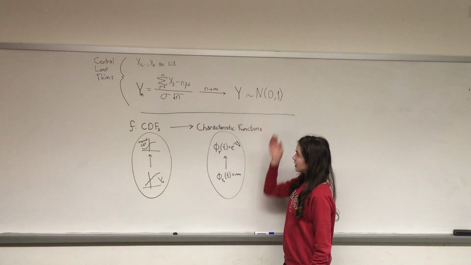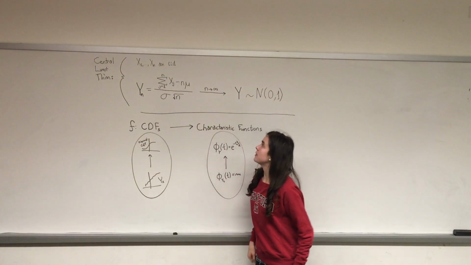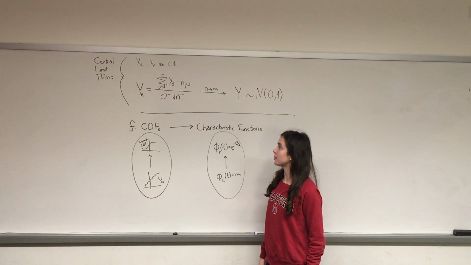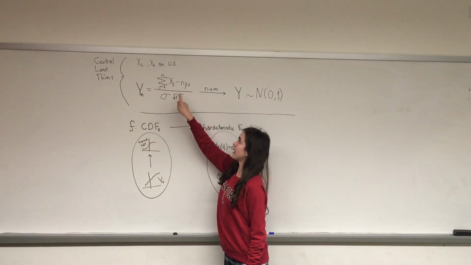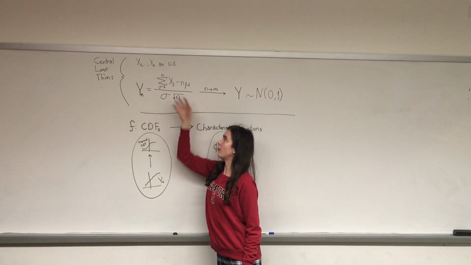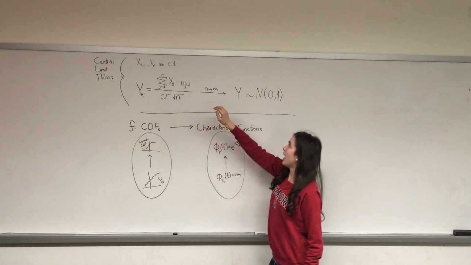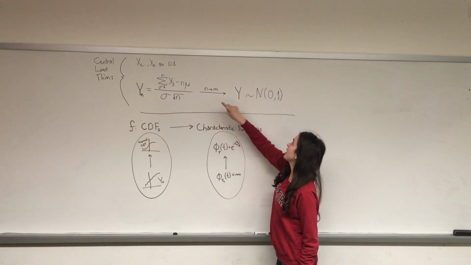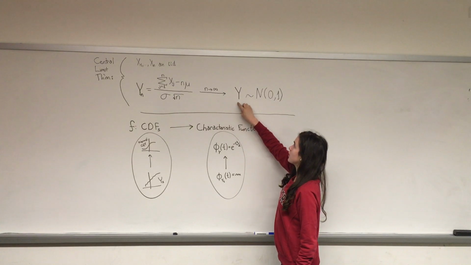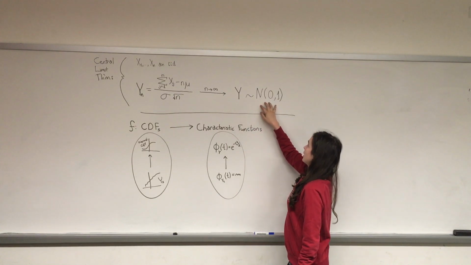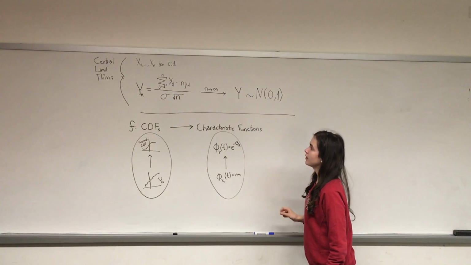You've probably seen this in class before: let X1 through Xn be independent, identically distributed random variables. Then this expression of the Xn's, which I'm going to call this whole expression Y sub n, as the number of samples increases, converges to a random variable that is distributed normally with mean 0 and variance 1.